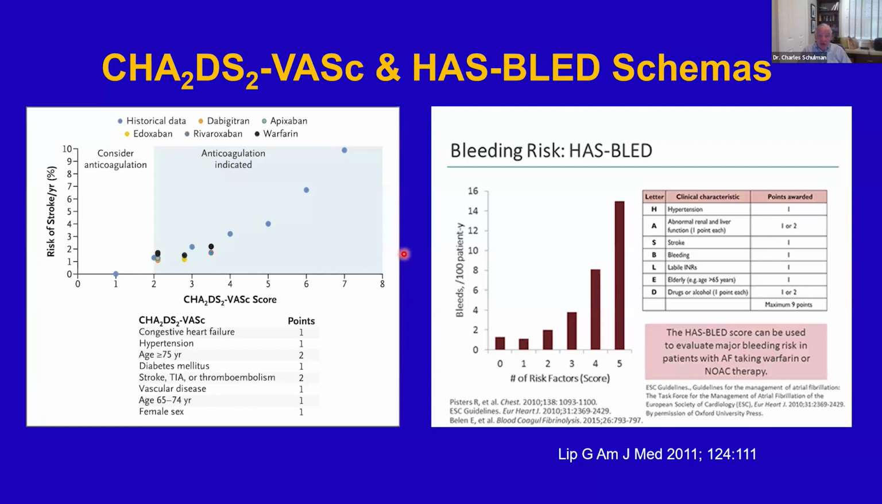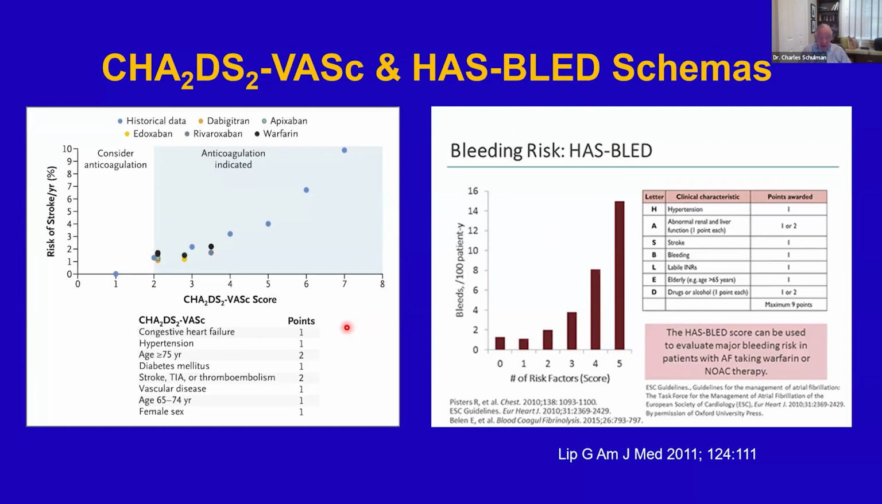In order to determine stroke risk, we use the CHA2DS2-VASc score. In order to determine bleeding risk, we use the HAS-BLED scheme, although this has been downplayed by the recent guidelines, and I'll tell you why in just a minute.